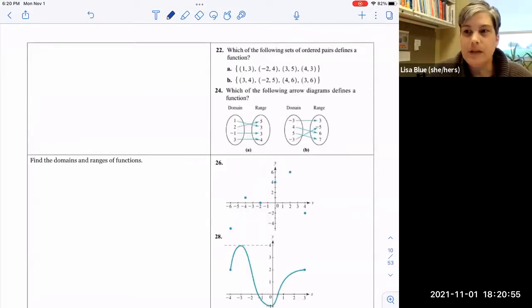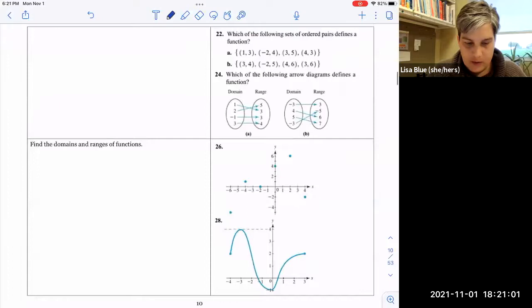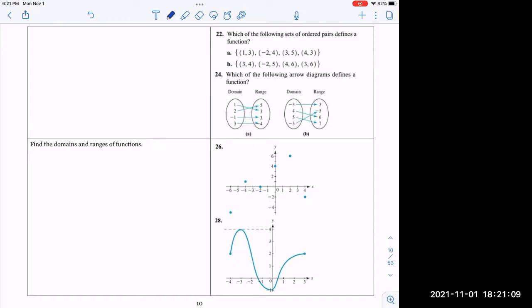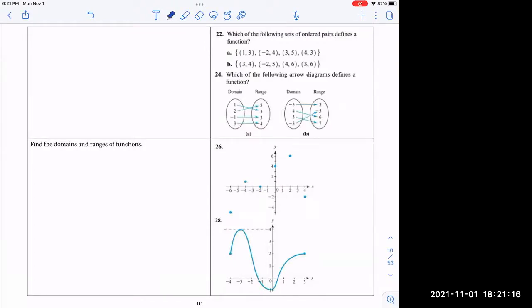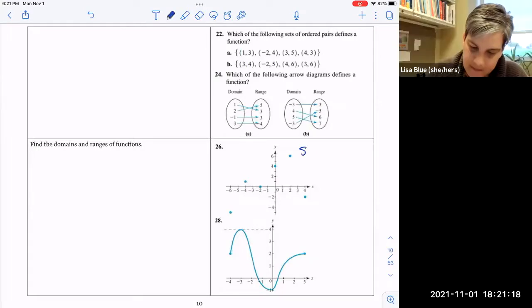All right, Savannah, if you need any of these, feel free to drop it in the chat or just unmute yourself. Okay, how about finding the domains and ranges of functions? Yes, I could stand to learn some more about that. Okay, love it.